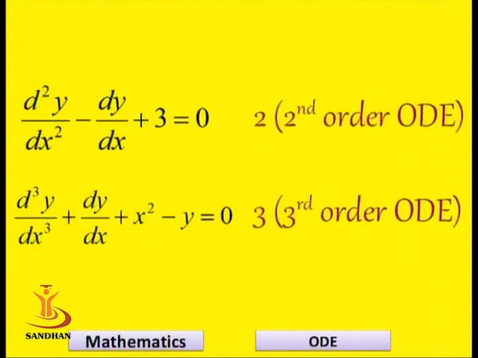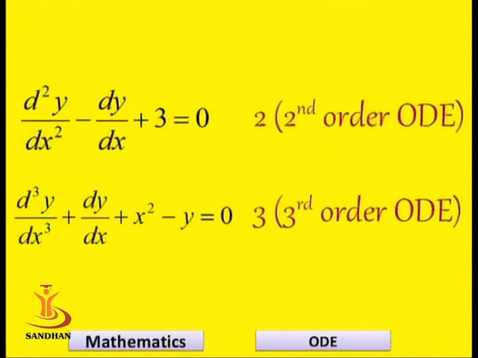Let us take another example. d3y/dx cube plus dy/dx plus x square minus y equal to 0. Again, in this equation, there are two terms that denote the derivatives. The first term, d3y/dx cube, is the third order derivative. The second term, dy/dx, is a first order derivative.